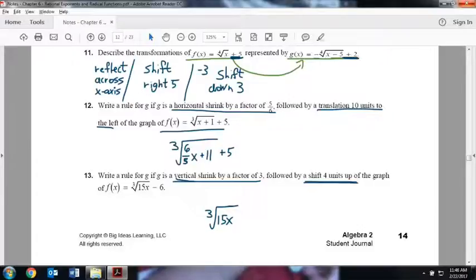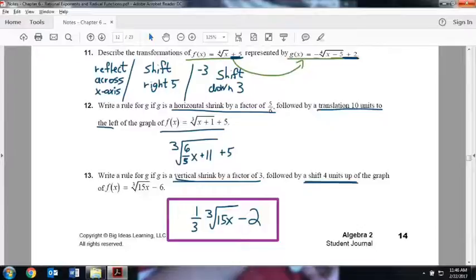And if I'm shrinking by 3, I'm really dividing by 3. So you can either say divided by 3, or you can put multiplied by a third. I'm tempted to put multiplied by a third out there, that's fine. And then last but not least, we're going 4 units up. So I need to add 4 units to the outside, so instead of a negative 6, it becomes a negative 2. Your natural inclination is just going to be to straight up put a positive 4 up there instead of a negative 2. But remember, we're not starting at 0, we're starting at negative 6. We're moving up 4 from that spot. Alright? And that's how you do it.